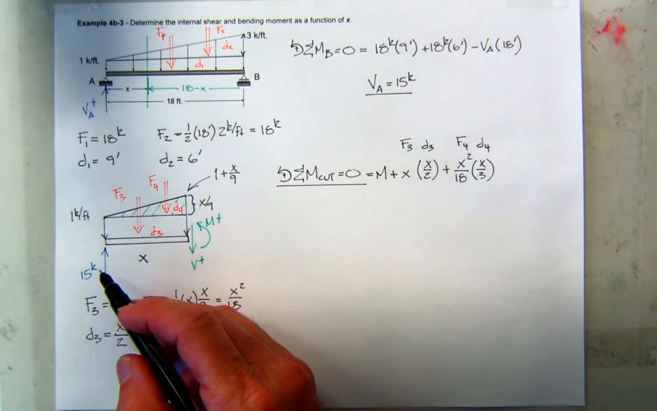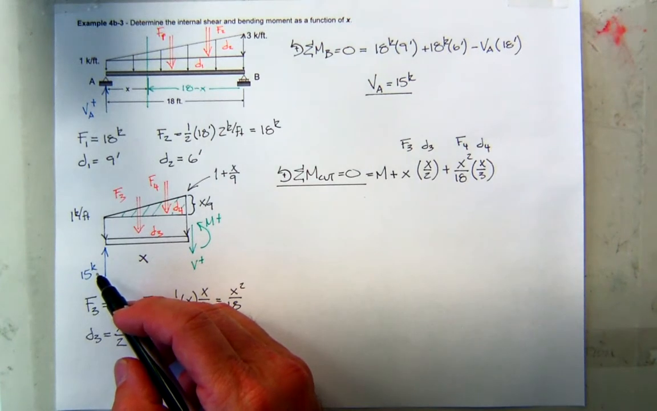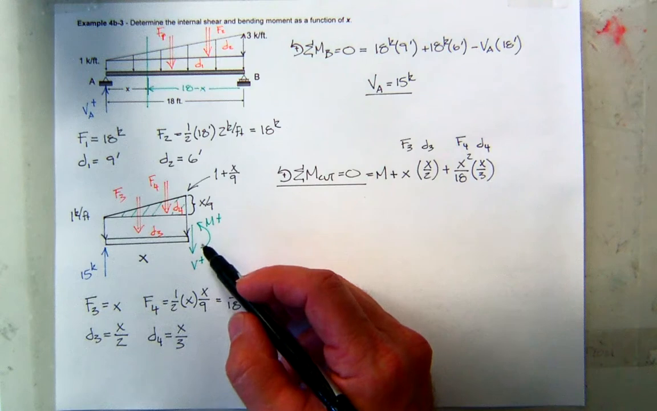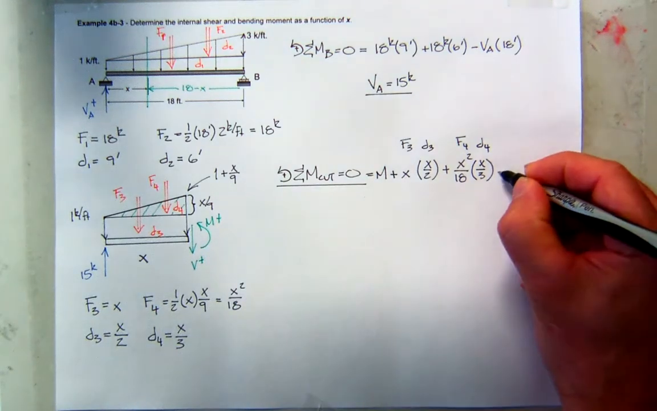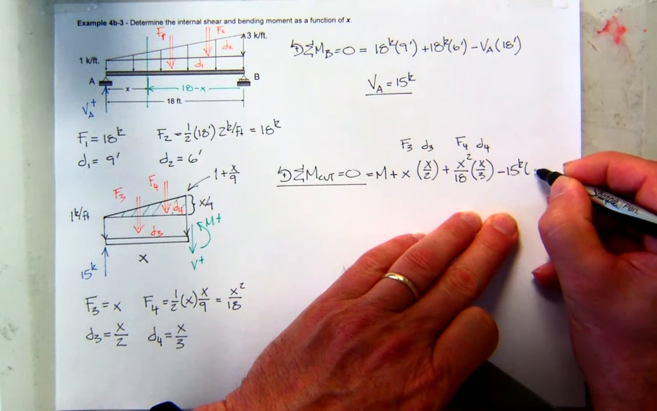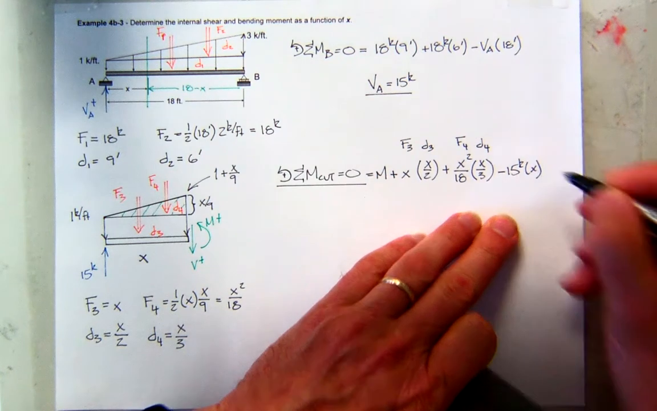The reaction way over here. And that's going to create what kind of moment? Positive or negative about the cut? Negative. And that's going to be 15 kips times the distance of x.